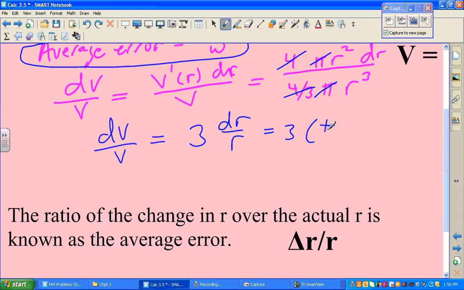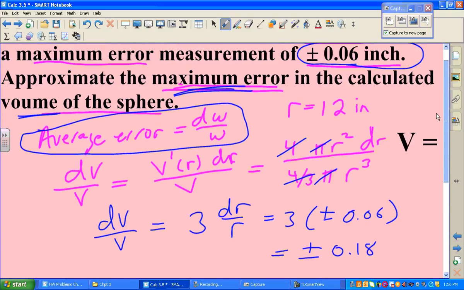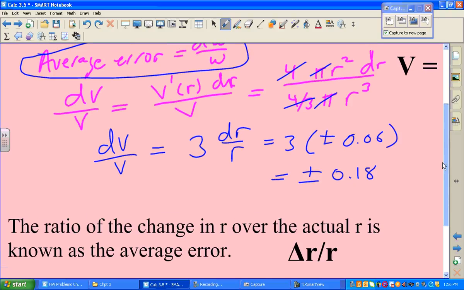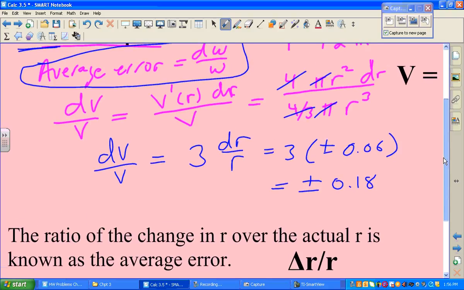3 times plus or minus 0.06. Where does the 12 go? In this case, it doesn't go anywhere. It's just part of the problem to get this set up. So, that's pretty easy. Plus or minus 0.18. I need some units, I think. Inches. Oh, volume is in what usually? Cubic inches. Inches cubed.